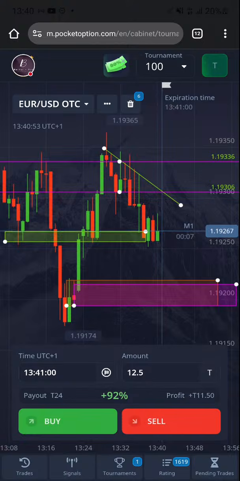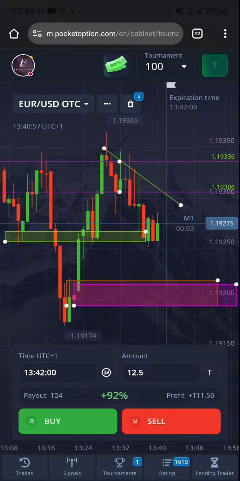We are waiting for price to come down into this order block. We'll take the trade when it comes down here. You understand? Let's just wait for it. You can just hang in there.